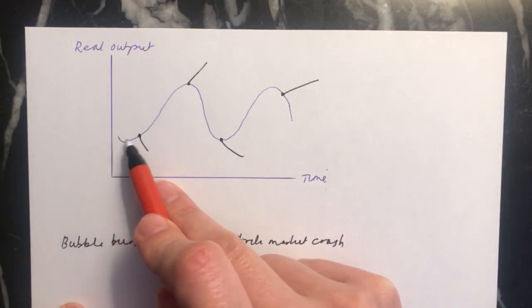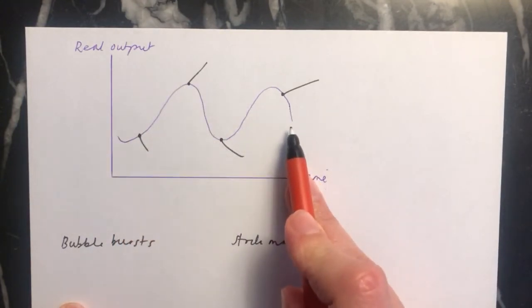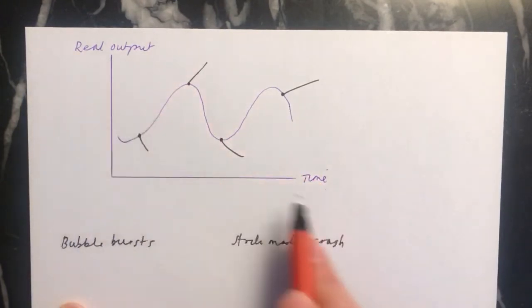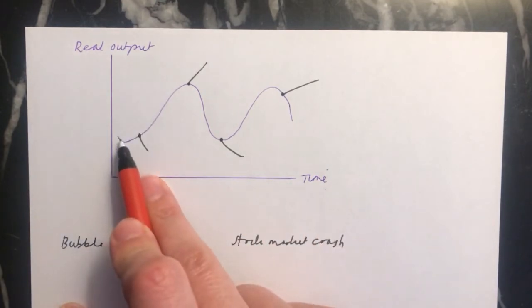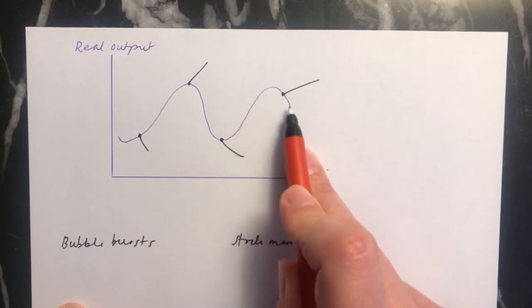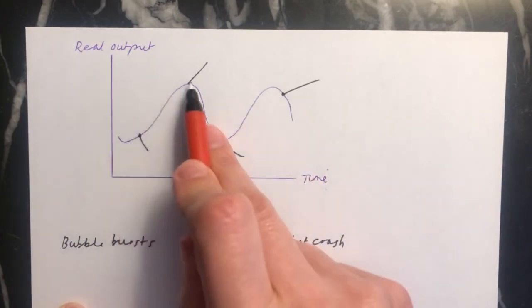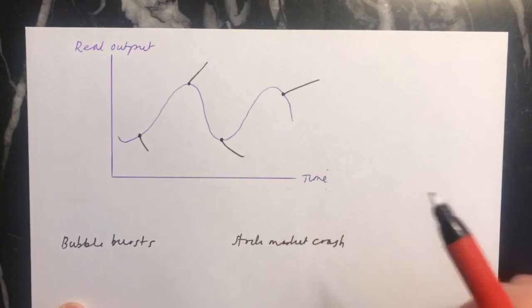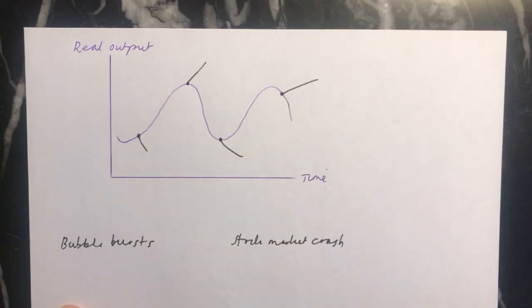An economic cycle looks something like this, and you're looking at real output over time. Sometimes your real output's going up, then it will fall again. Then it will go up again, then it will fall again. And these points that I've marked here have different names for what will be happening in an economy.